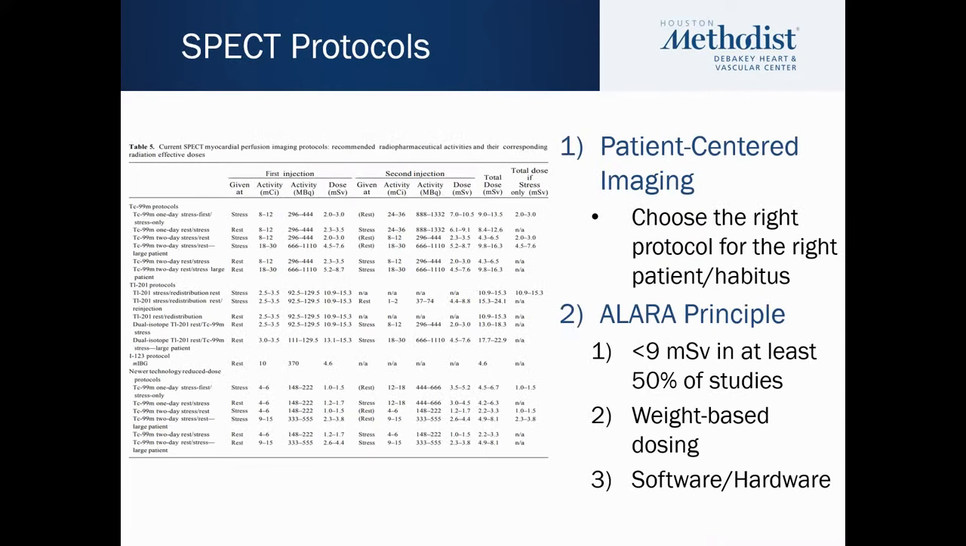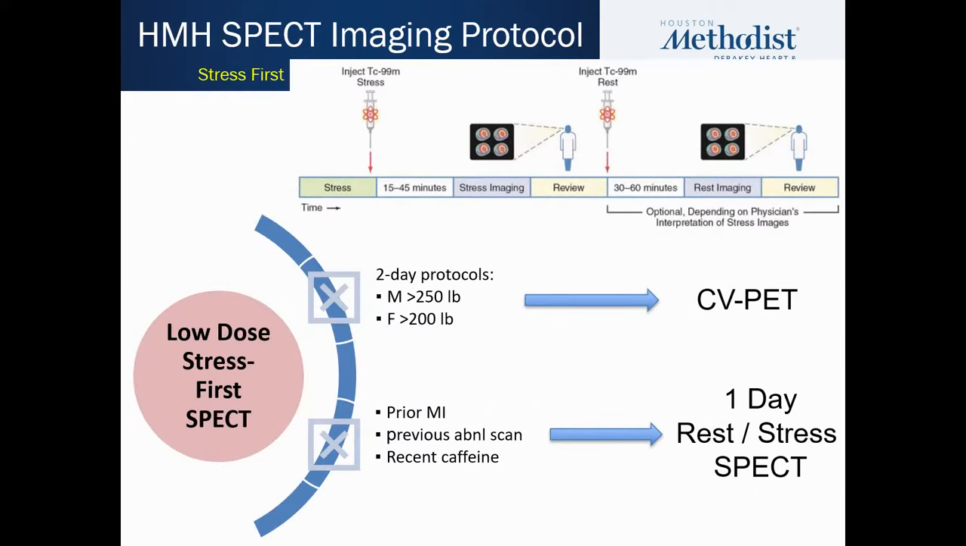When it comes to protocols, it's very important to know that there are many different protocols, as you see on the left side of the screen. However, two overriding principles are: we want to do patient-centered imaging, choosing the right test for the right patient. And number two, we need to achieve radiation doses as low as reasonable. Our goal is to get less than 9 millisieverts in at least 50% of studies per ASNC recommendations. We use weight dosing protocols, and it's important to have updated software and hardware, which can all help us reduce our radiation exposure.